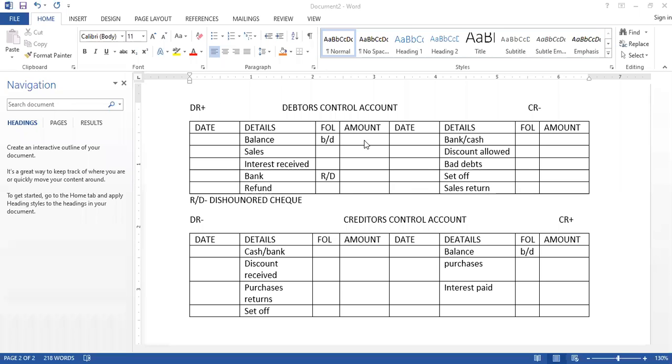Okay. So we are going to continue. Those are the formats of our debtors control account and creditors control account, and those are the list of accounts that you may find in your control account. Another thing that I want to tell you about is the dates. The dates are very much important.